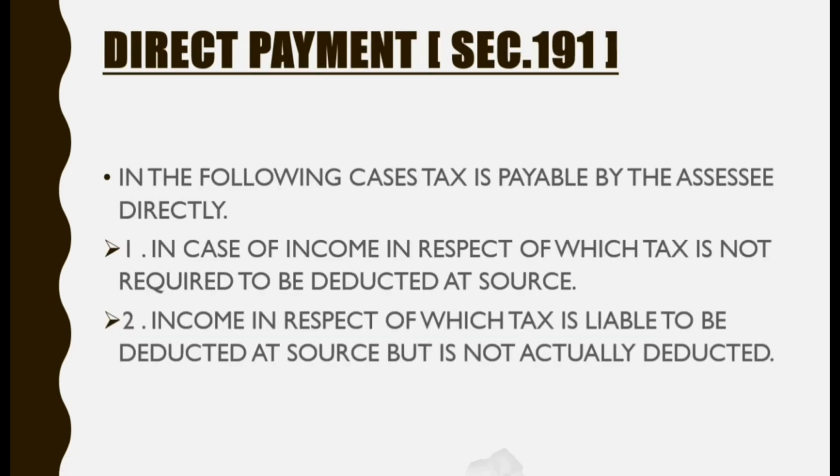Before going to TDS, let us look at section 191. Section 191 talks about direct payment, which means in some cases the assessee has to pay tax directly. The particular cases are given below. The first case is an income in respect of which tax is not required to be deducted at source, and the second is income in respect of which tax is liable to be deducted at source but is not actually deducted. These are the two cases where the assessee directly pays the tax.